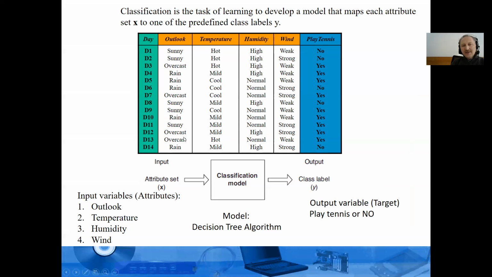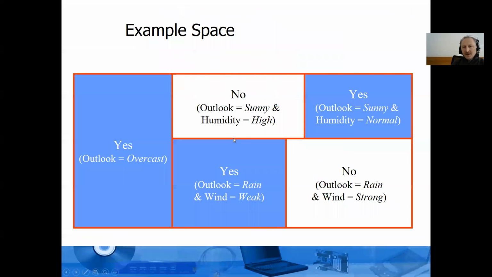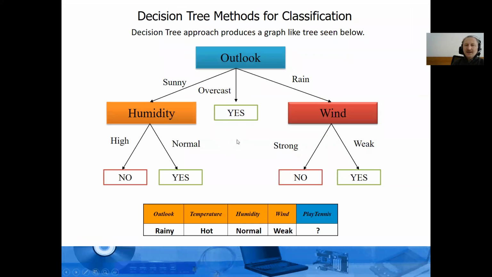available in this data set. For example, if somebody asks you, if outlook is overcast, temperature is hot, humidity is high, wind weak, you can directly tell yes. But if somebody asks you one input which is not available in this data set, in that case, you can ask this decision tree model to give this decision.